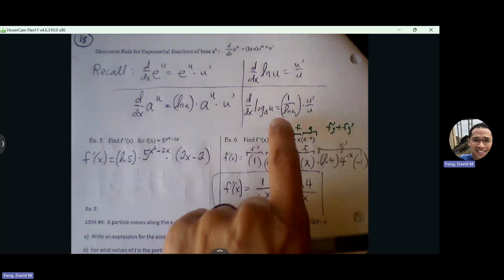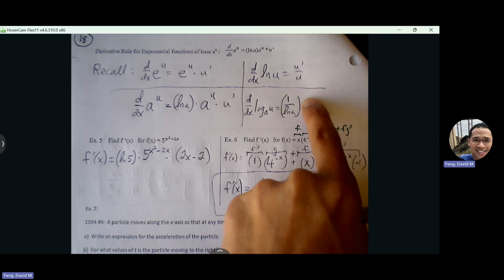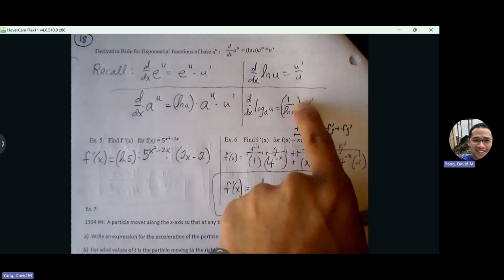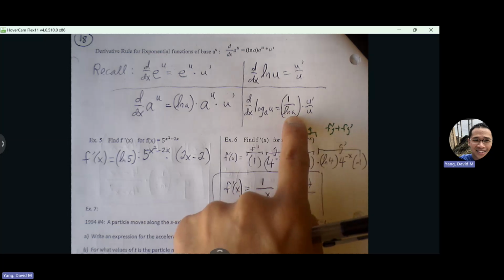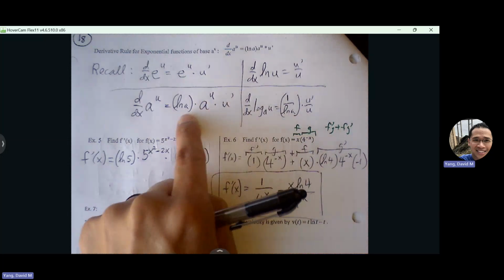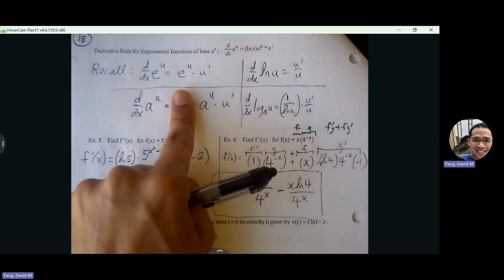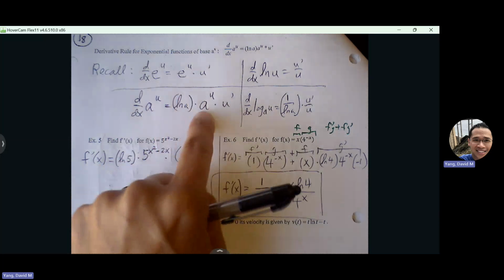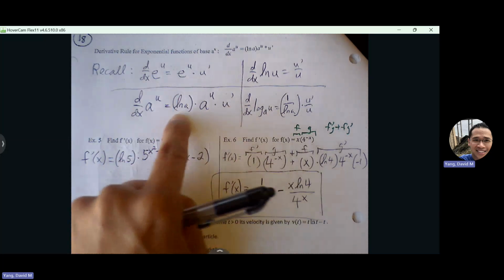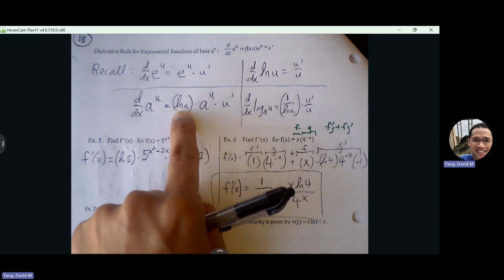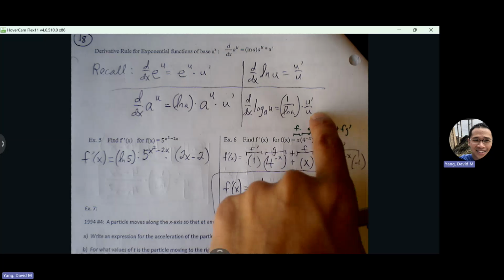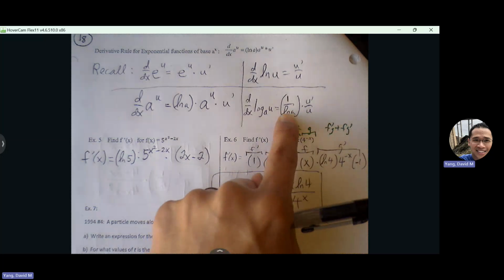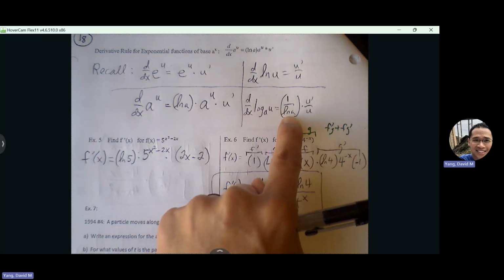The way I remember it is, if I see a denominator presence in the rest of my derivative, that helps me remind myself that natural log of a is going to be in the denominator. But for a to the u, my e to the u and a to the u, there's no denominator presence at all. So that helps remind me that natural log of a is going to be in the numerator. So if I see u prime over u, if I see something showing up in the denominator, and I know there's a natural log of a, that's going to be a natural log of a in the denominator.